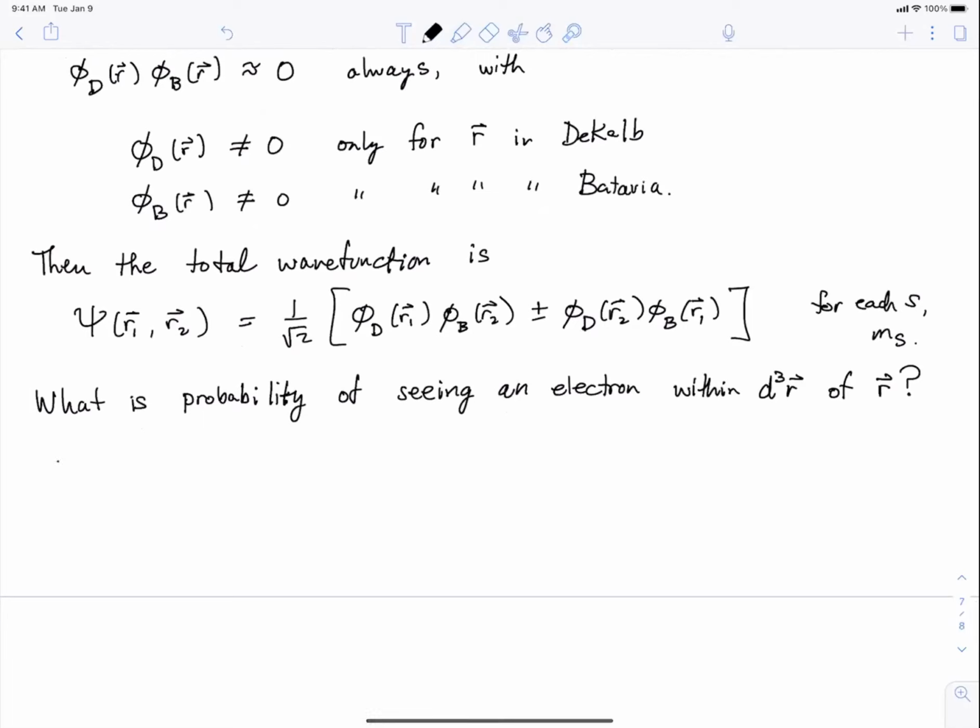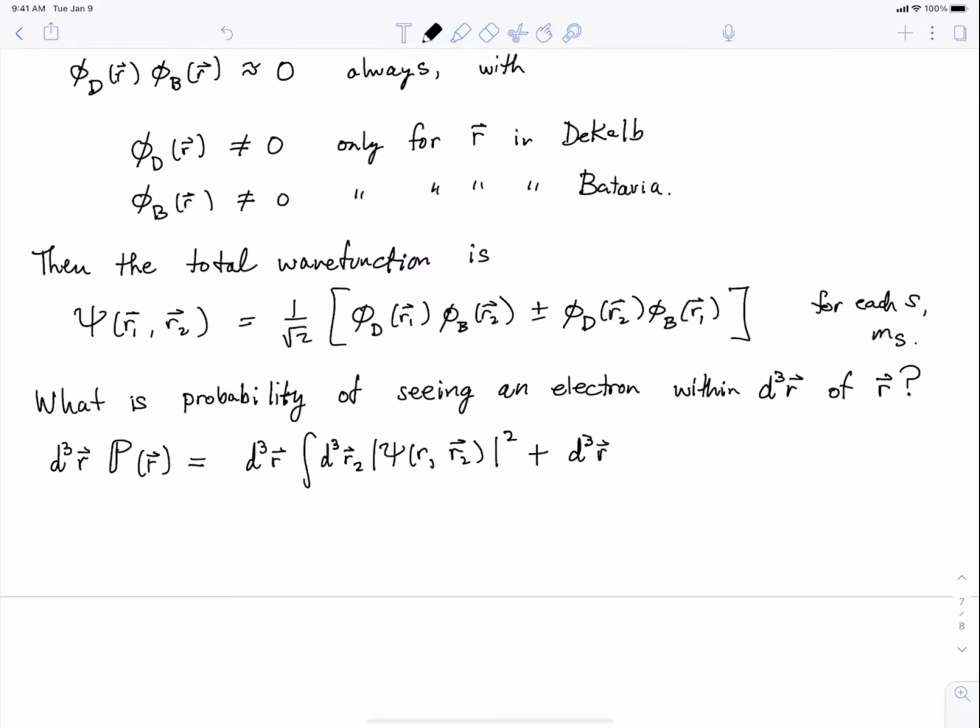So the answer is going to be proportional to the size of the little box that I'm asking about. And then there's a probability density. Okay, and it's going to be D3R integrated over label R2 of this wave function. That's supposed to be a comma, not a 1. So let me write down the whole thing and then I'll comment on the individual parts of it.